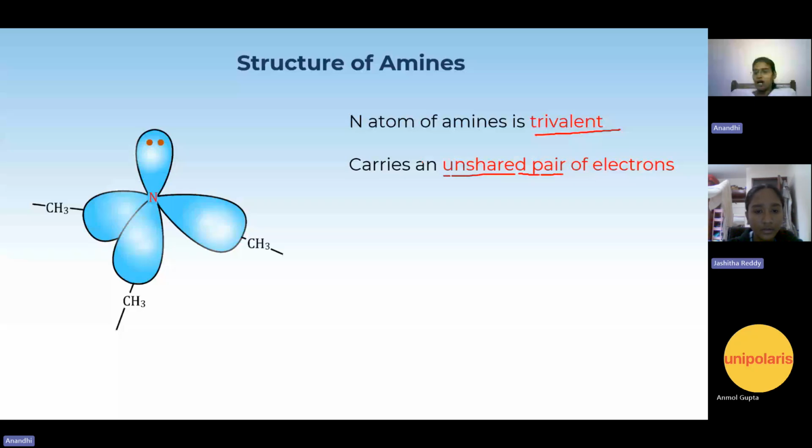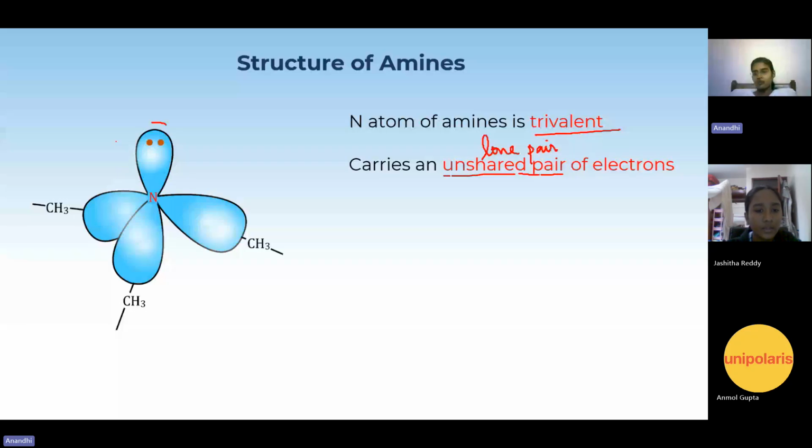Lone pair of electrons. Very good, very good. Unshared pair of electrons is called a lone pair of electrons. So nitrogen contains one lone pair of electrons, which is located here in the p orbital.